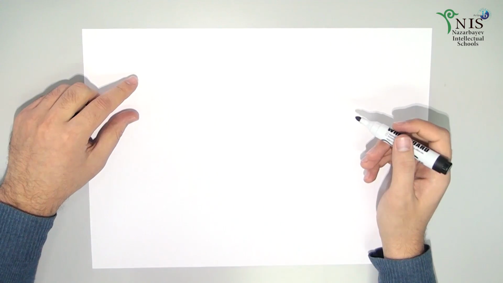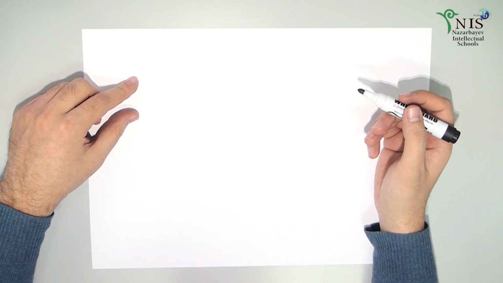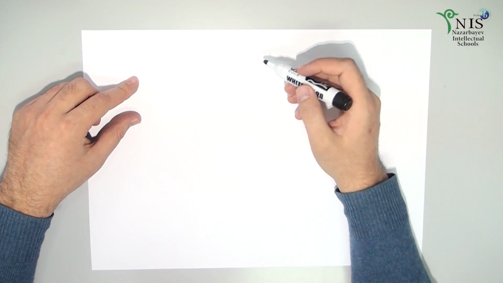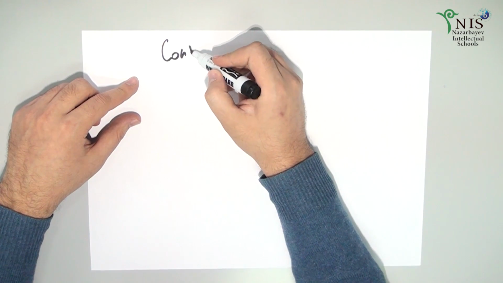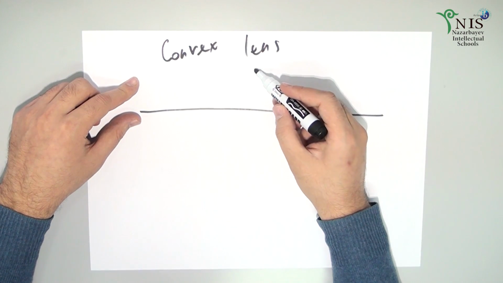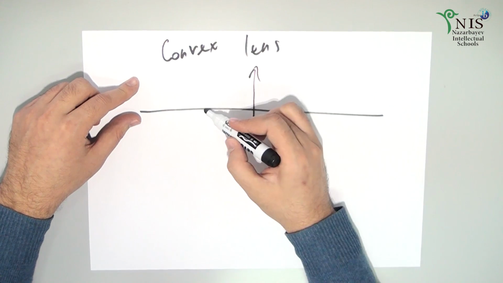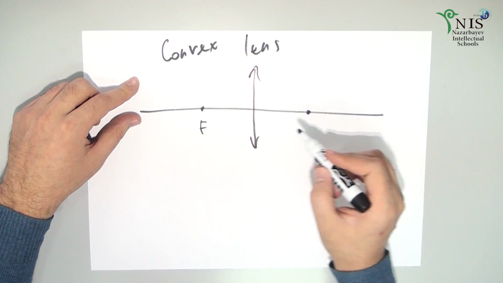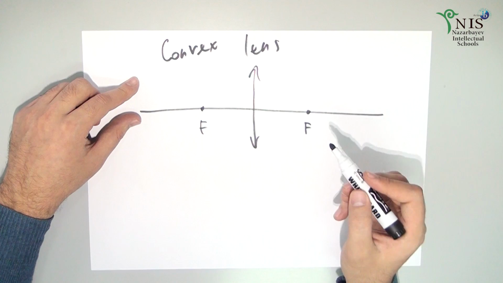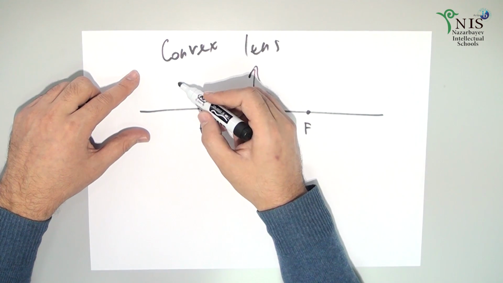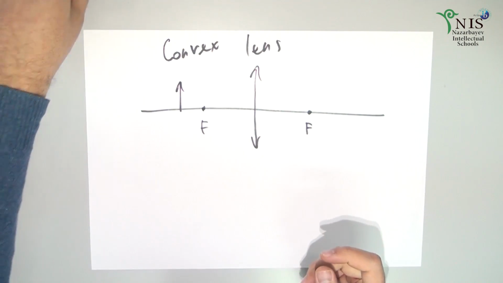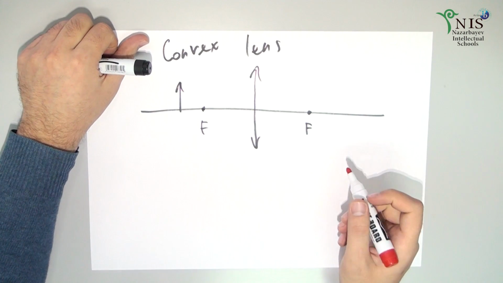So I'm going to show how to draw ray diagrams using both a convex lens and a concave lens using the rules. Let's say for a convex lens, the principal axis, lens, two focal points, the same distance from the lens. The distance between the focal point and the lens is called focal length. And this is the object. So we're going to use all three rules to locate the image of the object.